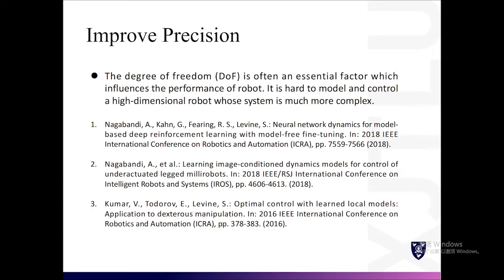For improving precision and system complexity, the degree of freedom is often an essential factor which influences the performance of robots. It's hard to model and control a high-dimensional robot whose system is much more complex. The first bibliography used a model-based deep reinforcement learning method to complement model-free reinforcement learning to reduce the sample complexity. It utilized a medium-sized deep neural network trained by gradient descent to learn the system model. Then, the MPC method is employed to complete the task.